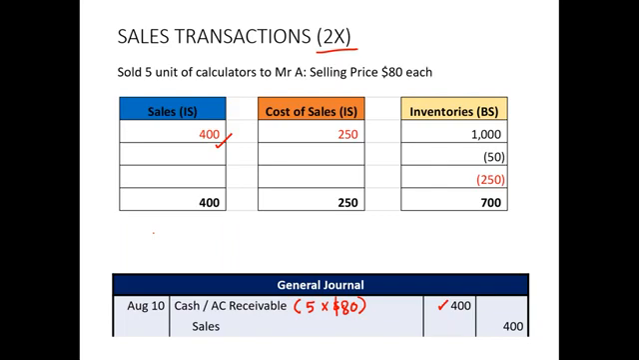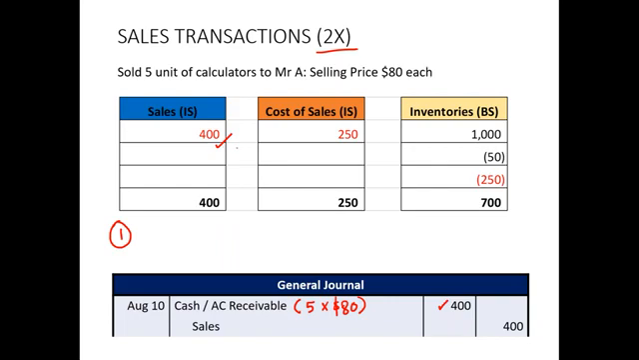This is number one, step number one. Record your sales. So debit cash or accounts receivable, 400. Credit sales, 400. Okay, so this is the first one.